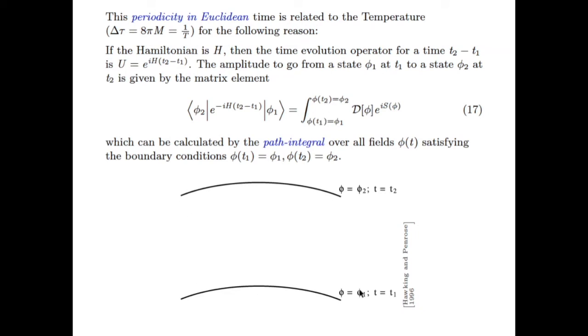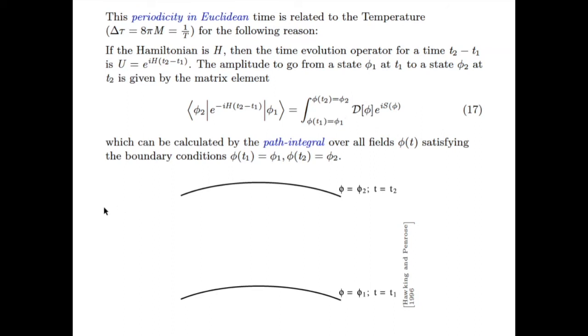So here you have the space. This is your Cauchy surface at time t equals t1. This is your time surface at t equals t2. Here the field is fixed to be phi equals phi 1, or the state is fixed to be this. Here your fields are fixed to be in this state, and the path integral is over all the paths in the field space that connect these two boundary conditions.